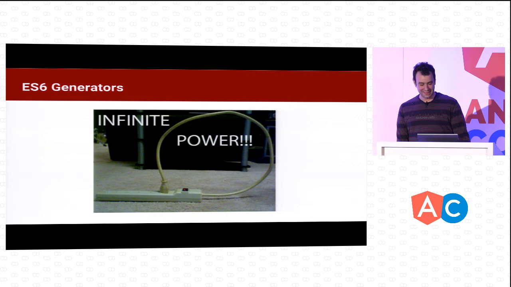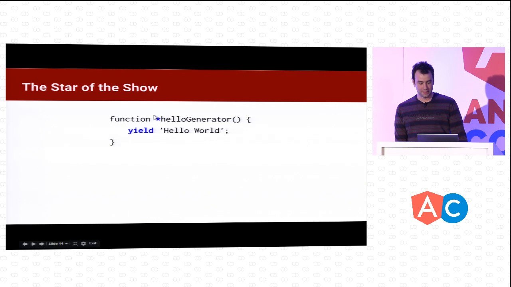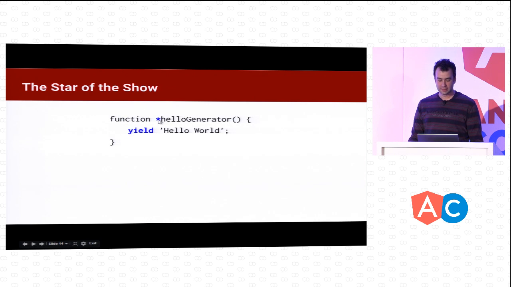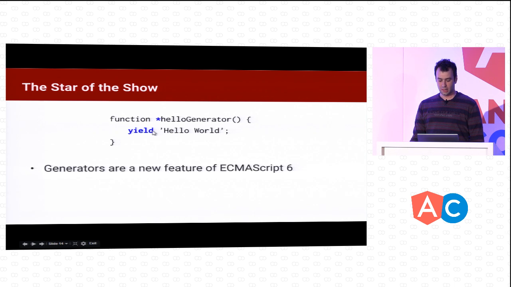So what are those ES6 generators? This is a generator. You can see this nice star next to the function name. This star tells JavaScript that we want to create a generator. And then you can see the yield keyword.